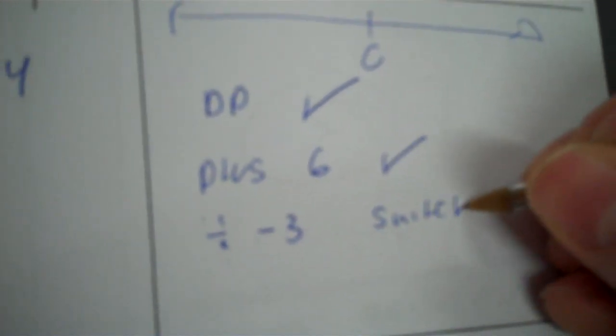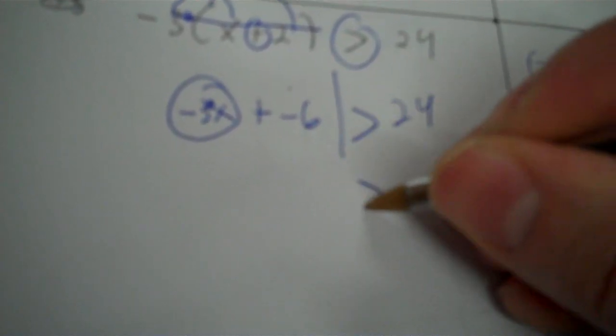We have to plus 6, which checks the sign, and divide by negative 3. And since we're dividing by a negative, we switch the sign. Okay. So when we add 6, we check, leave the sign the same. When we divide, we'll be dividing by a negative, so we flip it.